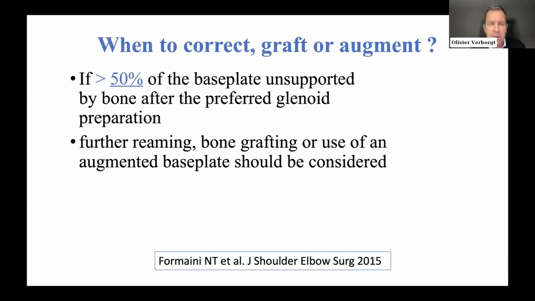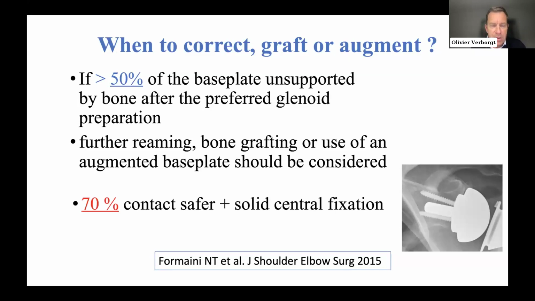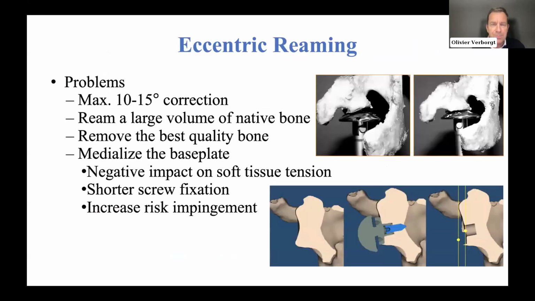There's not a lot of biomechanical data out there on when we should correct, graft, or augment our base plates. There's one study that shows that if more than 50% of the base plate is unsupported by bone after your standard glenoid preparation, you should do either further reaming, bone grafting, or the use of an augmented base plate. To be on the safe side, I think 70% of contact is a bit better. That's what I feel, and I think it's also important to have a solid central fixation.